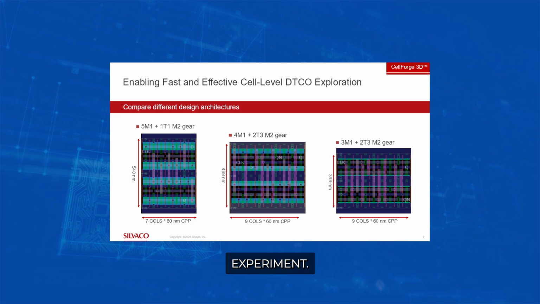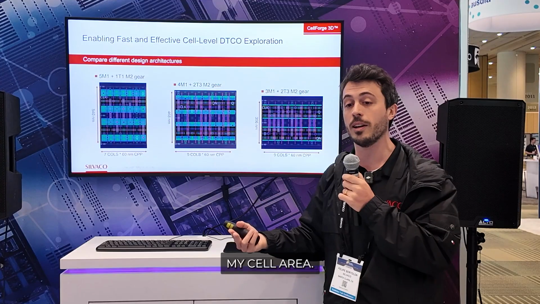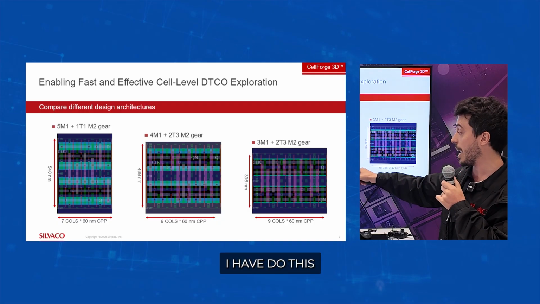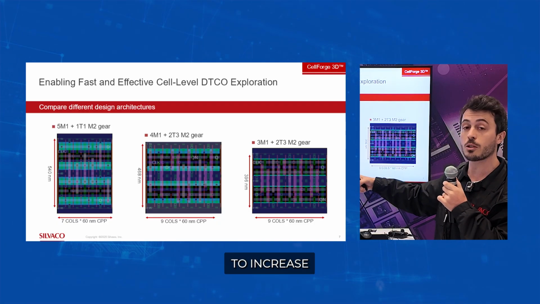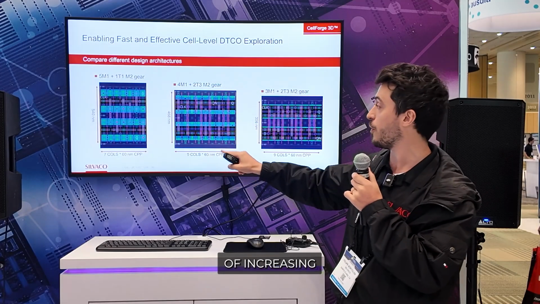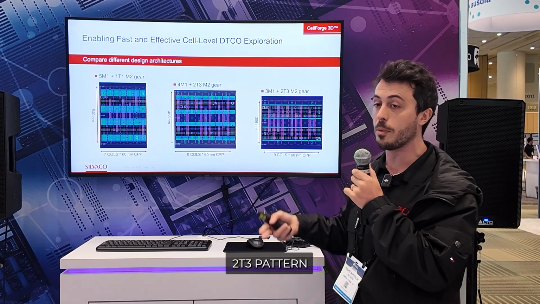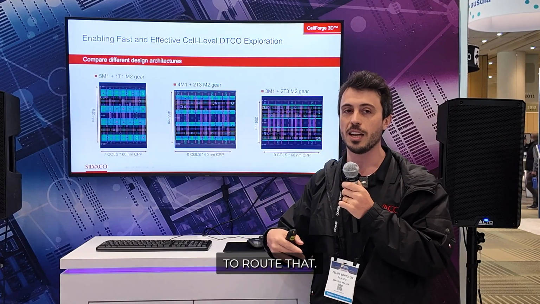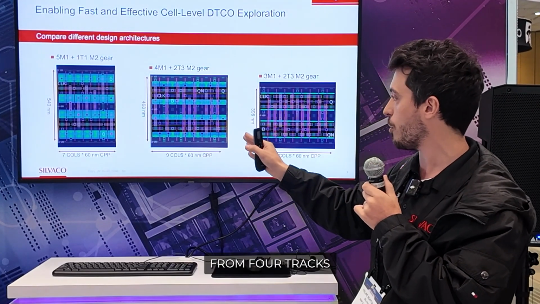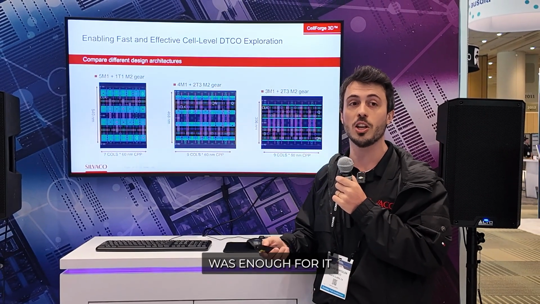Now I can experiment what reducing one of those horizontal tracks would impact on my cell area. So you can see in the next one, I have done this reduction. I needed to increase my previous solution to 9 columns. Interestingly, I did a trick here of increasing my metal 2 resources, which are those pink vertical lines. Instead of simply 1T1, I had added more metals, which is called a 2T3 pattern, and that helped me to route that. And we can notice that when we move from 4 tracks to 3, we could keep the same number of columns because that was enough for it.